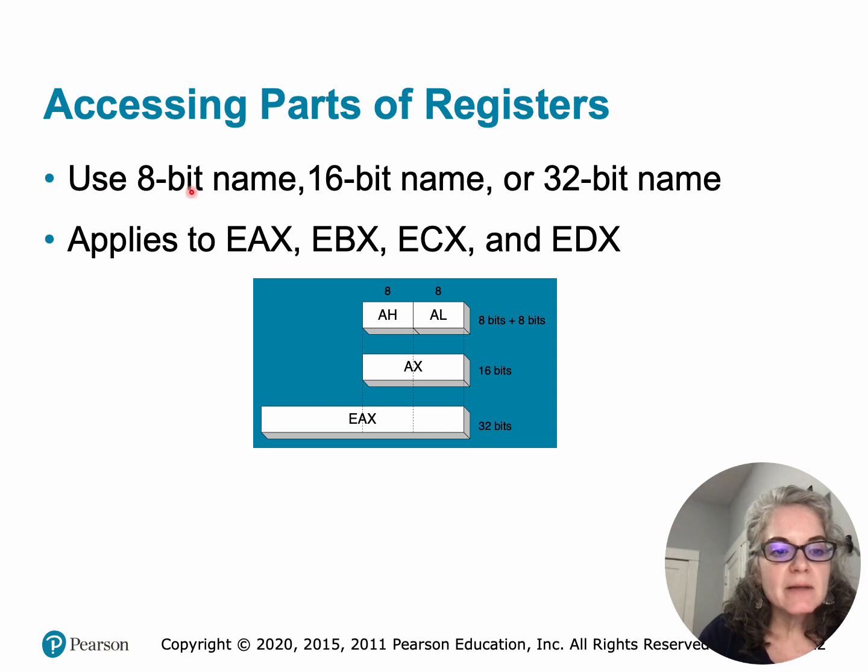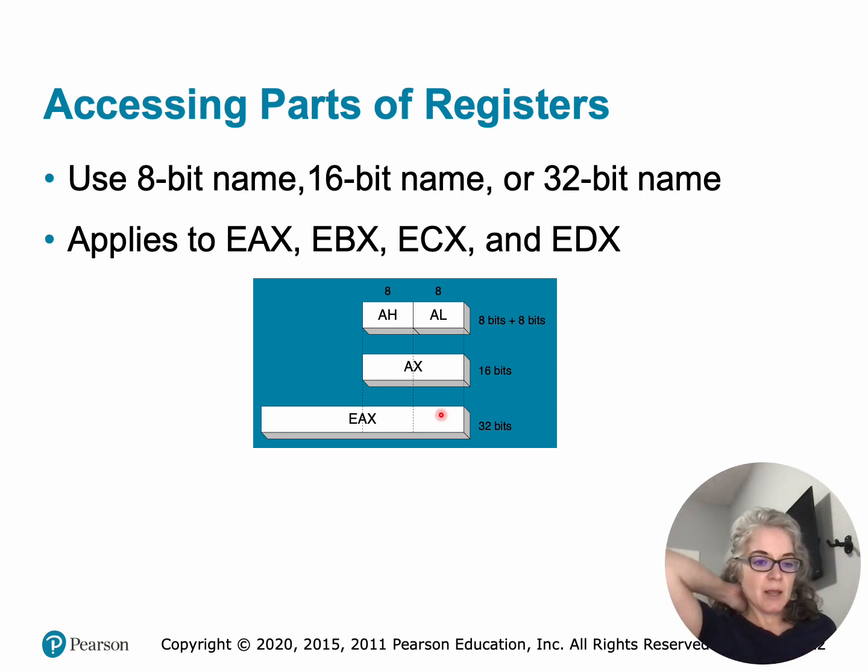Registers use 8-bit, 16-bit, or 32-bit names. So the 32-bit name is EAX. If you want to use the 16-bit name of this register, it would be AX. So these 4 registers right here are all 32-bit registers. And then if I want to write to 16 bits, I would refer to AX or BX or CX or DX.